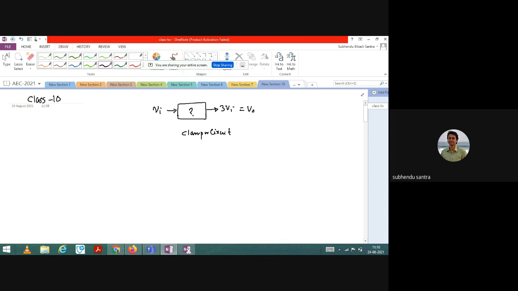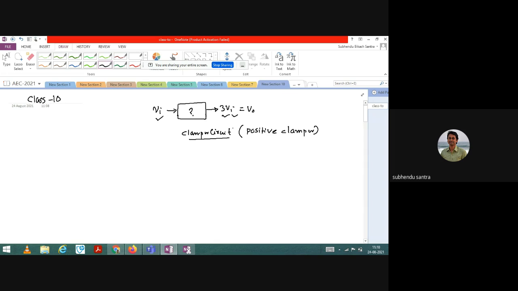Of course, you can see that Vi is positive and 3 Vi is also positive. So the clamper circuit which is required is a positive clamper circuit. That is the second decision, so it has to be a positive clamper. Now, how do I get 3 Vi?